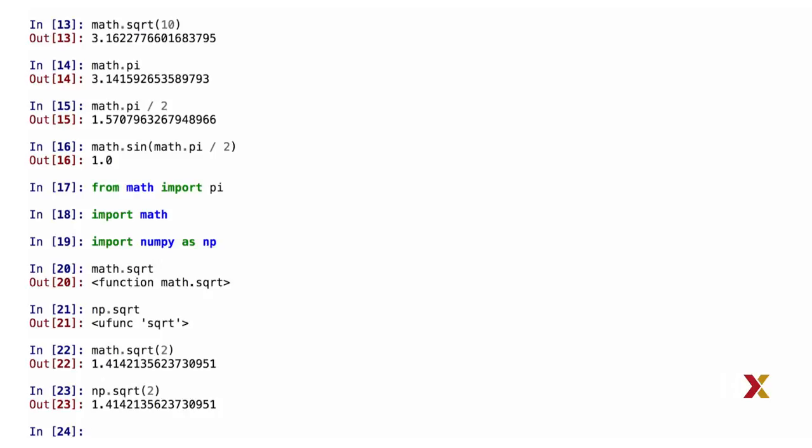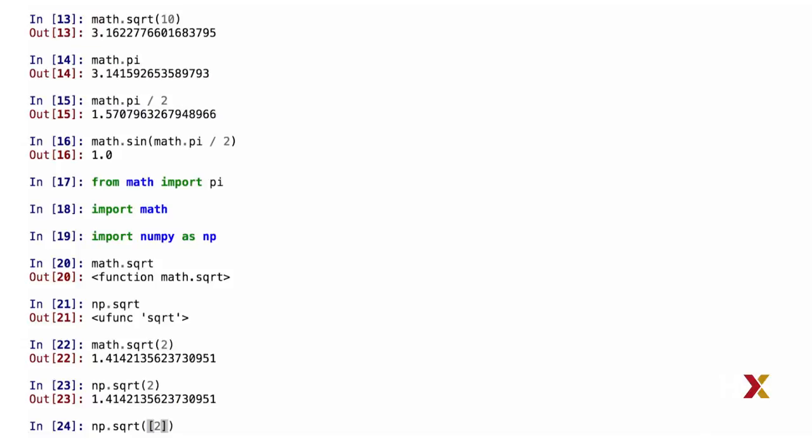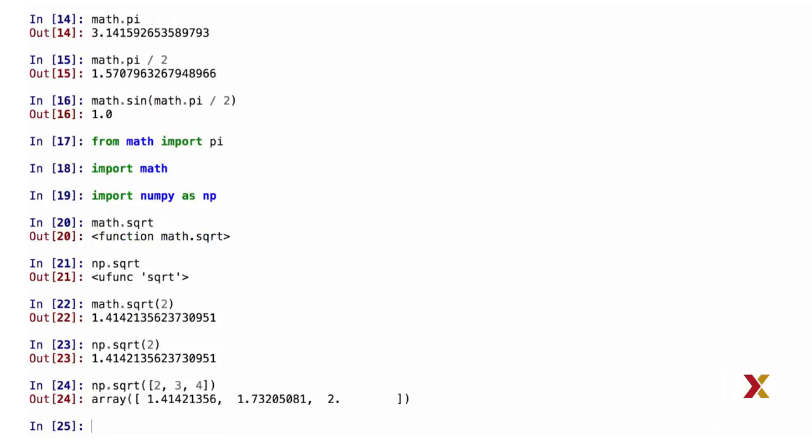But actually, these two functions are quite separate, and they exist in different namespaces. It turns out that the numpy square root function can do things that the math square root function doesn't know how to do. Here's a simple example. What if I wanted to take the square root of not just one number, but several numbers, say 2, 3, and 4? I can do this simultaneously for all of them. This is not possible using the math square root function.